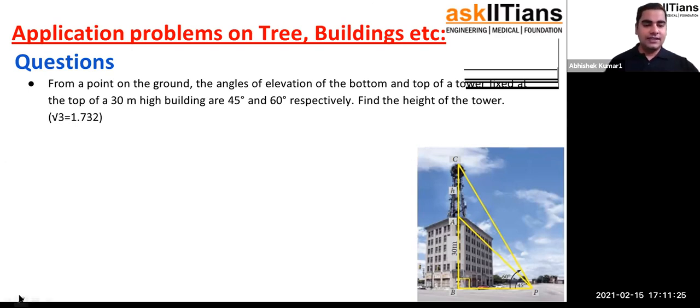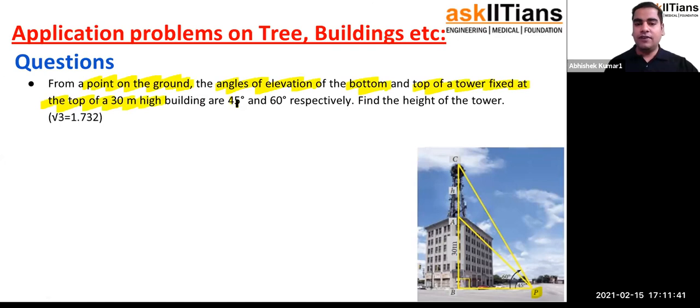What does it say? It says from a point on the ground, so that point is P here. I'm highlighting that. The angle of elevation of the bottom and the top of a tower fixed at the top of a 30-meter high building are 45 degrees and 60 degrees respectively. So this is the point. This is the tower we have. Let me mention it. This is the tower that we are talking about here.